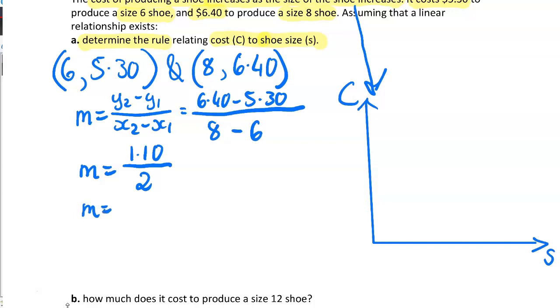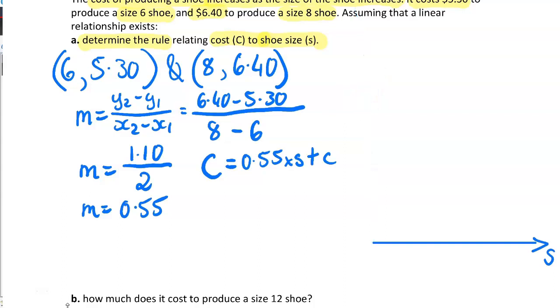I'm sure you can then say, well, that is 55 cents, like so. I'm running out of room, but C equals 0.55 times by S plus small c to represent that constant, and I might erase that now because I've run out of space.